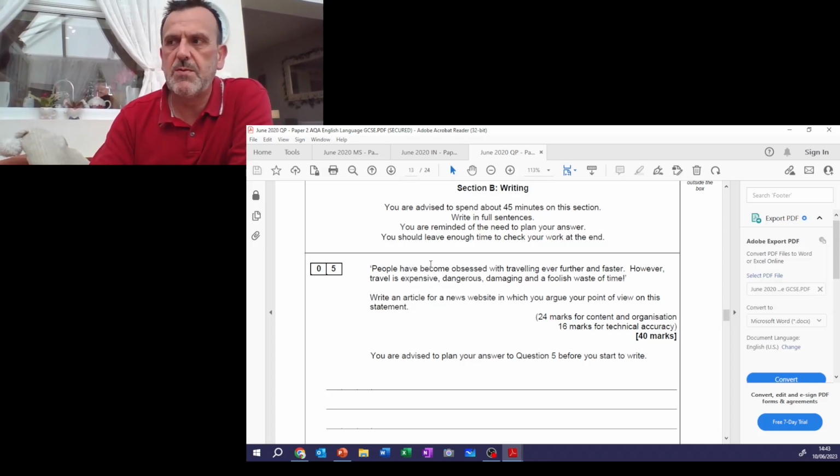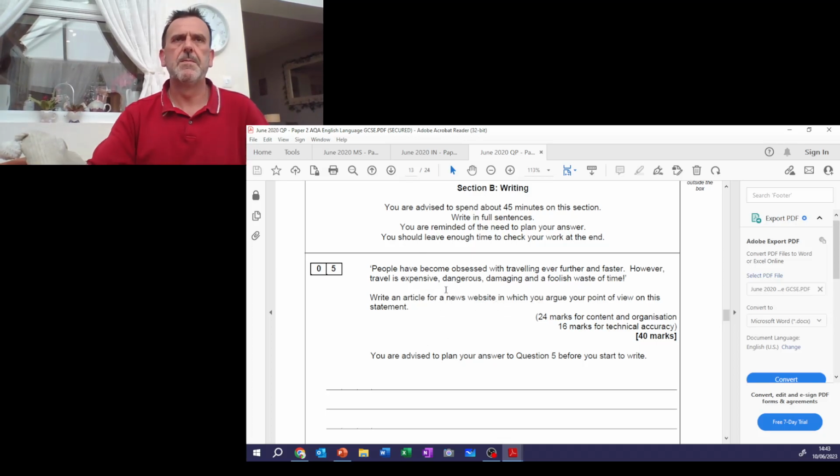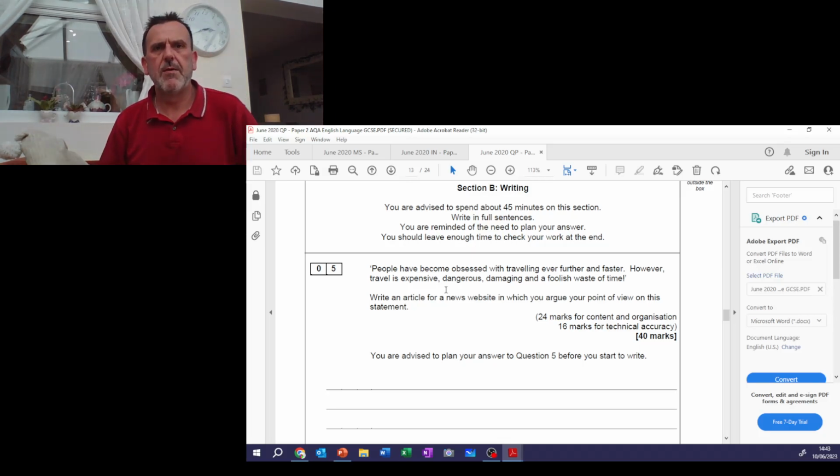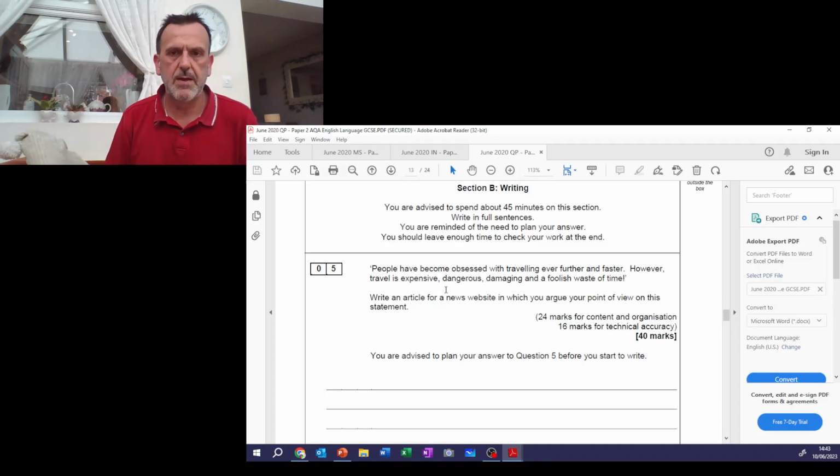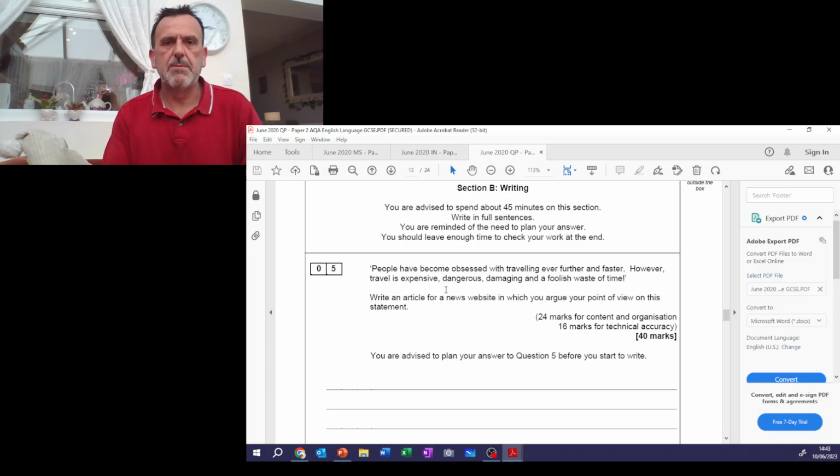People have become obsessed with travelling ever further and faster. However, travel is expensive, dangerous and damaging, and a foolish waste of time. Write an article for a news website in which you argue your point of view on a statement. Right, so we're talking about a very real issue at the moment, is that the planet is obviously getting smaller in some ways, but we are damaging it in many other ways.